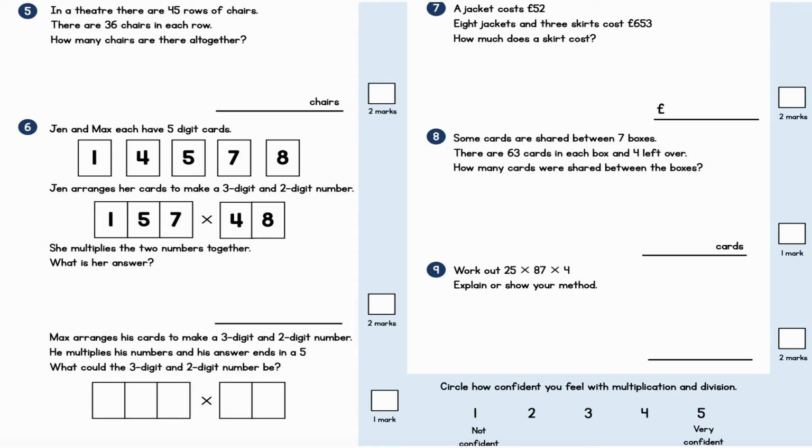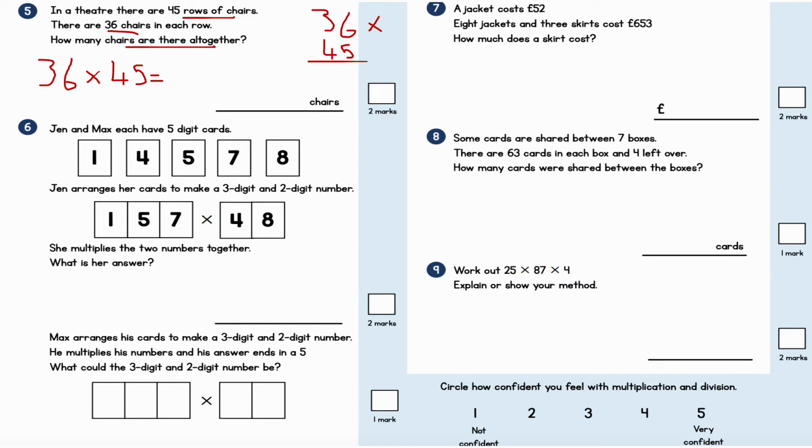This is question number 5, guys. In a theatre, there are 45 rows of chairs. There are 36 chairs in each row. How many chairs are there altogether? Well, 36 times 45. Okay. So we're going to have to do this using the column multiplication.